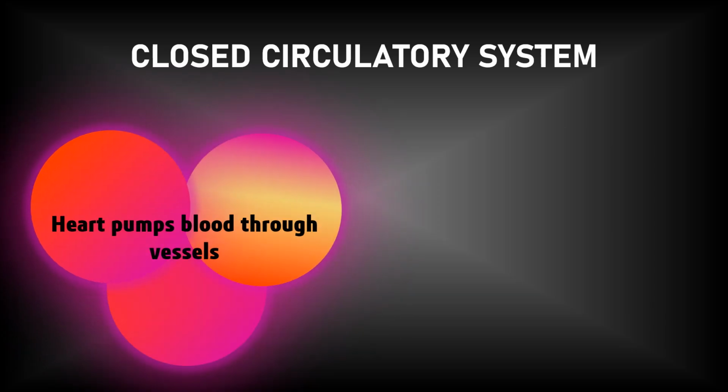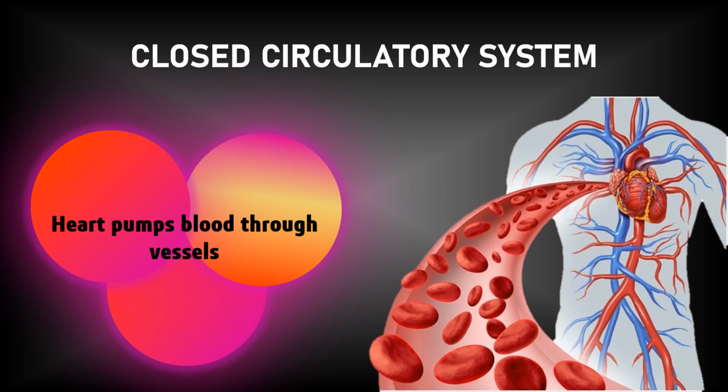In closed circulatory system, there's a completely manufactured pumping device, the heart, which pumps the blood through vessels to the entire body. These vessels carry blood away from and towards the heart.